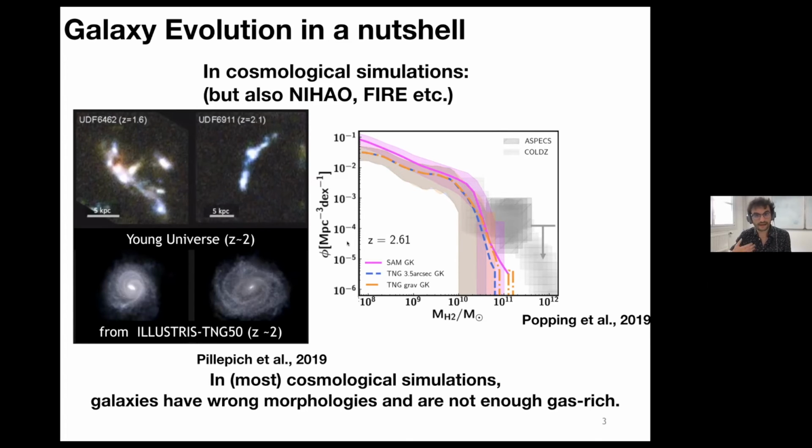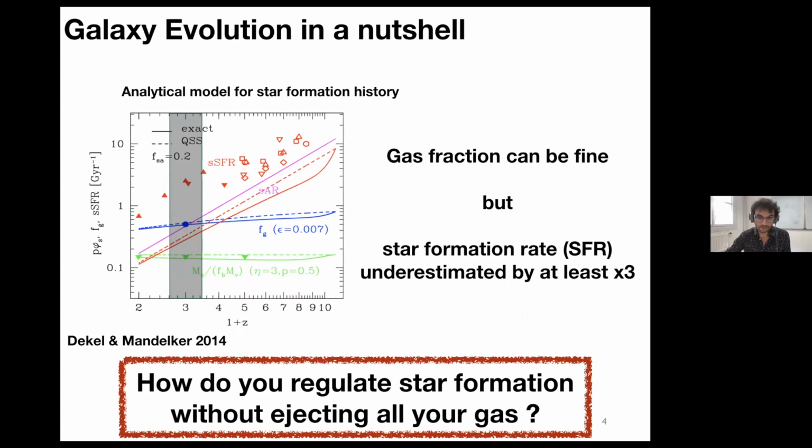Also, if you look at their gas content, so that's the plot on the right, which is using and post-processing the TNG simulations, we see that we are missing the galaxies with a lot of gas. And actually, this plot should be seen as something that is shifted to the left. It's not that we are missing galaxies, but that the galaxies are not gas-rich enough. And it's not only a problem of cosmological simulations, and here I'm citing TNG, but also NIHAO and FIRE have the same problems, but it's also something that is encountered in bathtub analytical models.